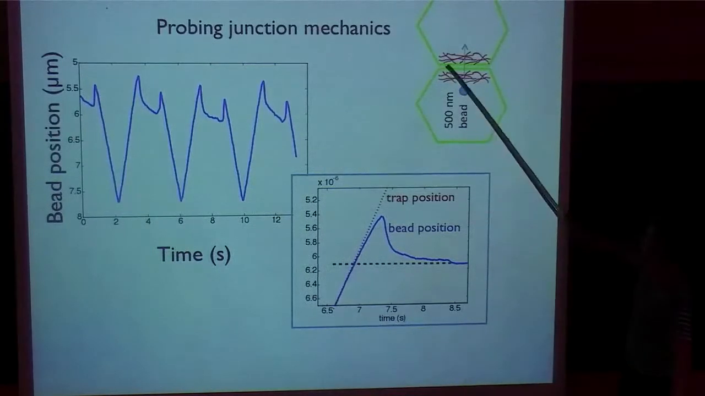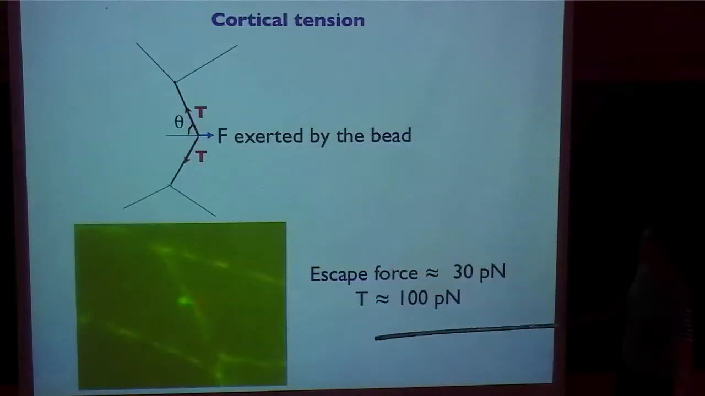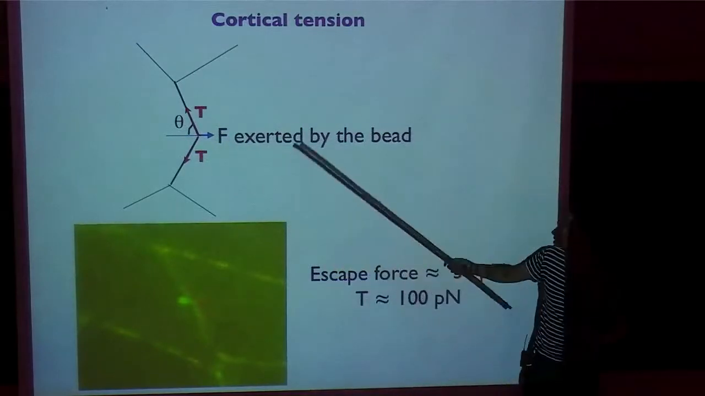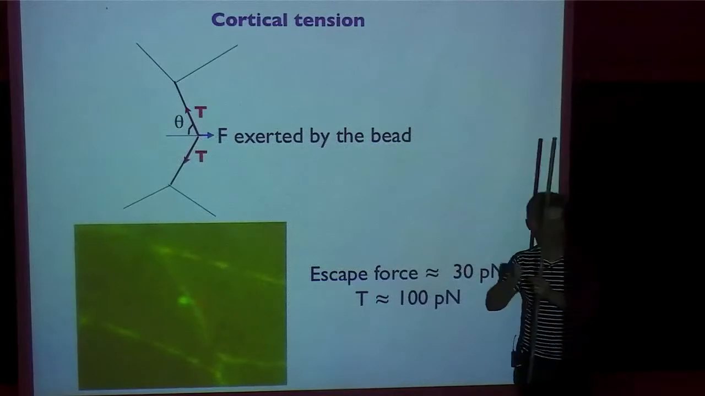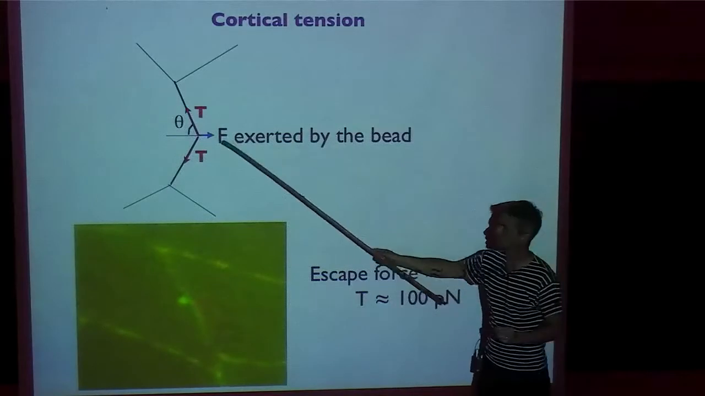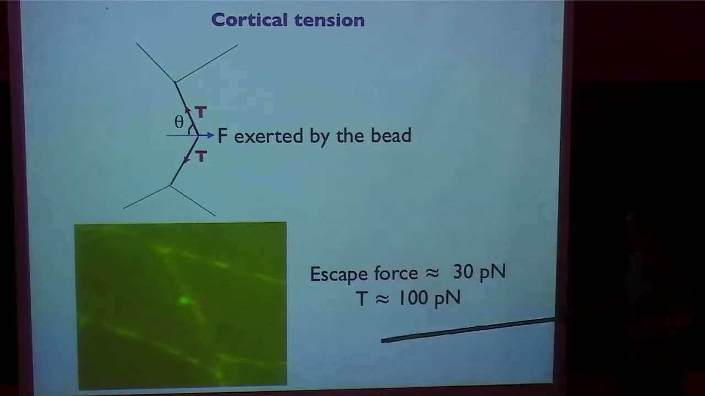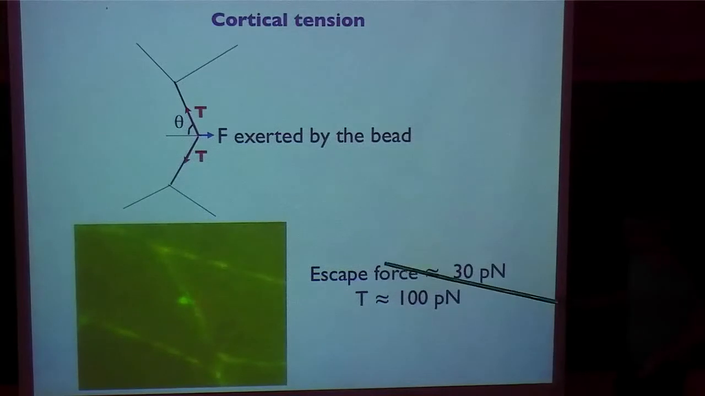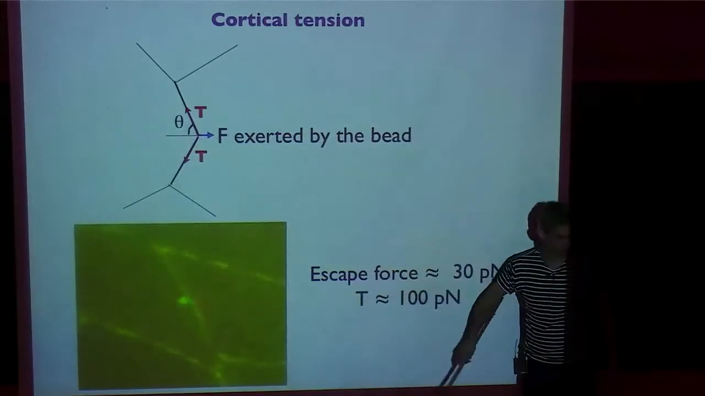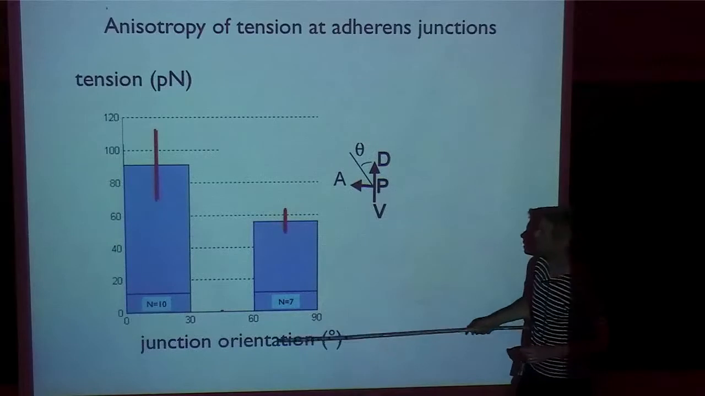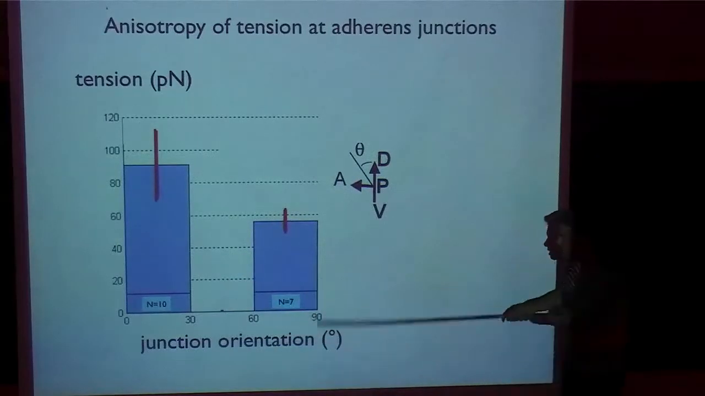exerted by the junction. So here, this is a very simple model of the junction as a string that you would pull, and if you deform the junction by this force that you can measure, you can get the tension. And from the deformation, from the difference in position of the bead, you can estimate the tension at cell boundaries, and in this case it's typically 100 piconewton.